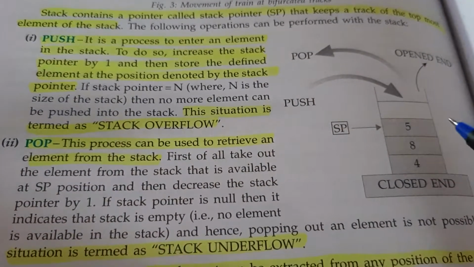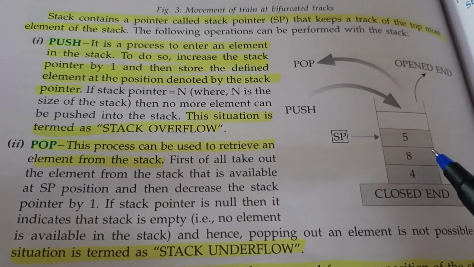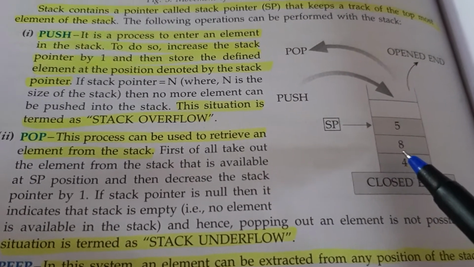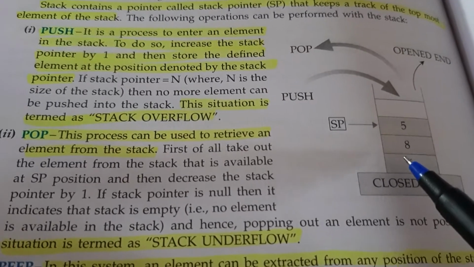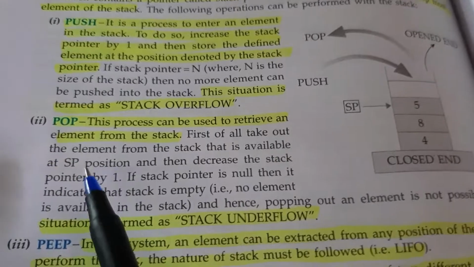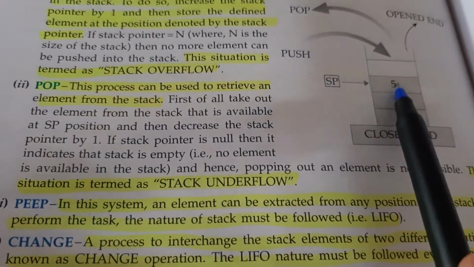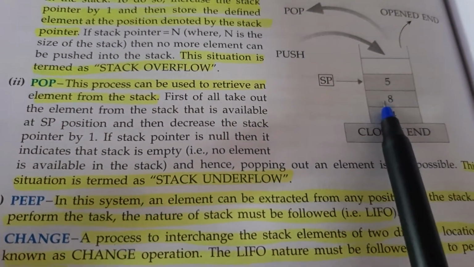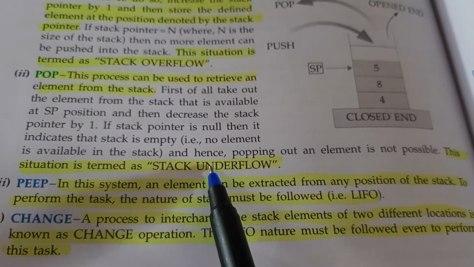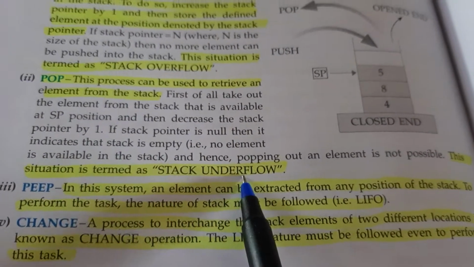Suppose there are 3 data items that you have given, and you want the computer to do compilation or some kind of work using that data. So we follow these steps: push, pop. Pop is a process where you take out the data from the stack, and this situation is called stack underflow.